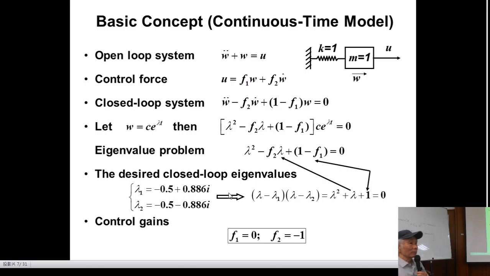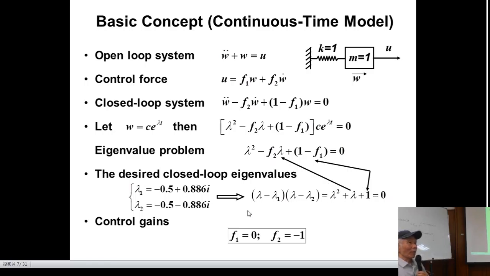Simple example. F1 and F2, how do you choose them? For example, minus F2 equal to 1, and 1 minus F1 equal to 1. Compare these two polynomials, then you will be able to determine your F1 and F2, right? Is that your question? Okay.